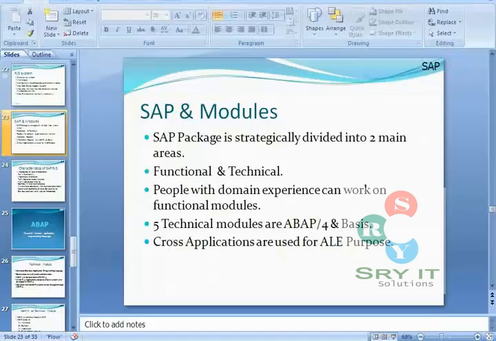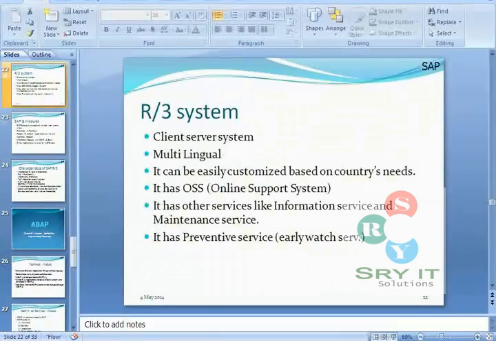Hitesh, just one thing. If you go a slide above, please. The previous slide. The very first one was the client server system. Very quickly, can you just revisit that? Client server system: presentation layer, application layer, database layer. The presentation layer is the client. Your client will interact through the GUI, graphical user interface.